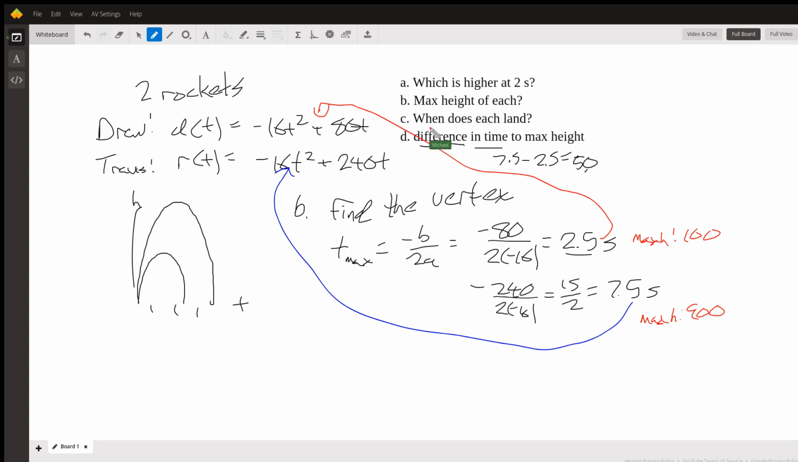And finally, when does each one land? Well, again, I'm going to let you do the grunt work to work that out. But the idea is, when does it get back to 0? In other words, we want the x-intercepts, also called the roots and the zeros. There are too many words for the same thing. So that means you're going to take each equation and set it equal to 0.